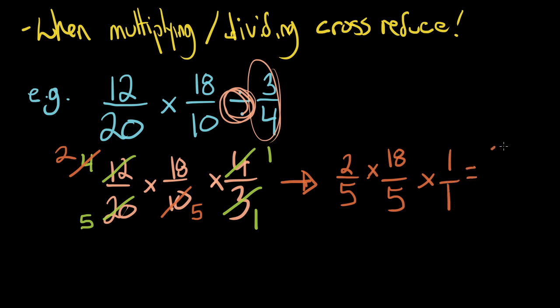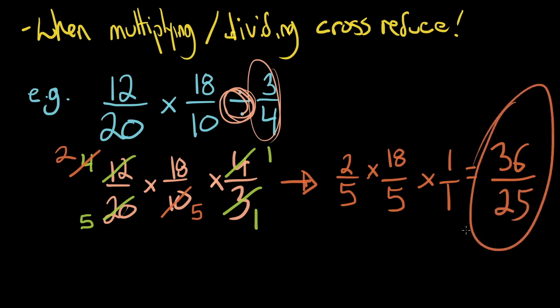This isn't too bad. Multiply across the top, 36, across the bottom, 25. You know I love leaving things in improper fractions as long as they're simplified, and there you go. So that's looking at some rationals with some decimals and some fraction action. Hopefully that has been very helpful.